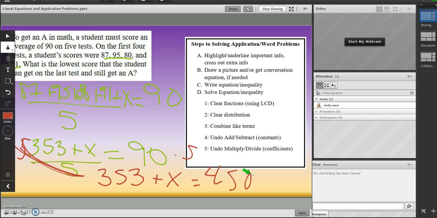Then I'm going to subtract 353 from both sides. x is positive, so he's basically being added. I'm going to subtract 353 on both sides so that I can get x, and I will get x equals 97. So this person has to get a 97 on the last exam to still get an A in the class.